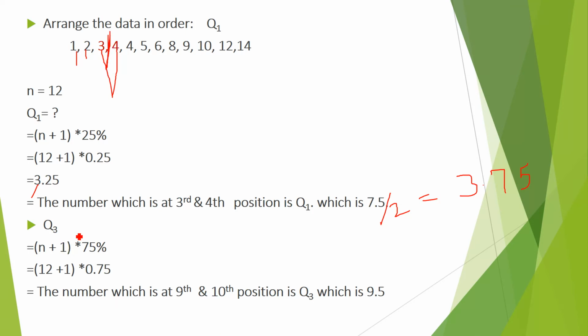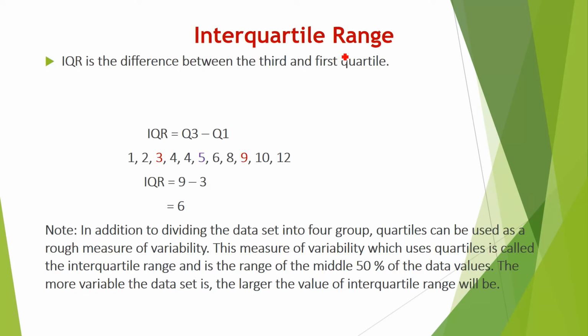Similarly, quartile 3 is n plus 1, and then 75%. So it is 9.75. It means the 9th and 10th position. In the 9th and 10th position, you have 9 and 10, 19 divided by 2. You will get 9.5 as quartile 3. Now the interquartile range is the difference between the third quartile and the first quartile. I told you, Q3 minus Q1.